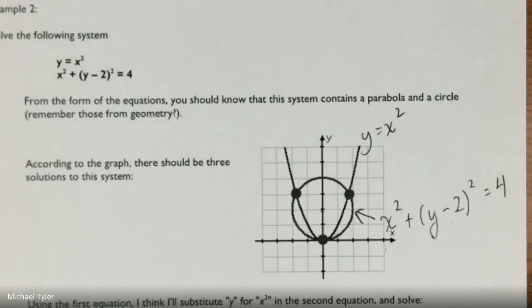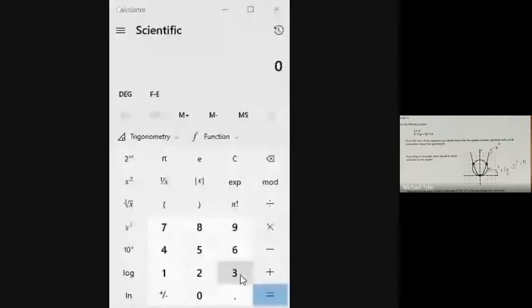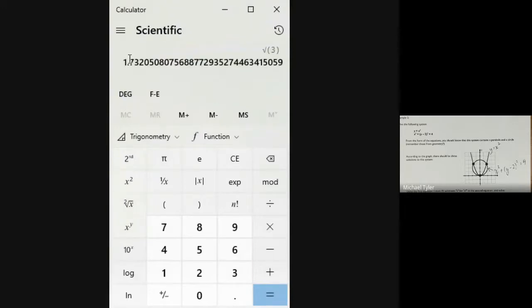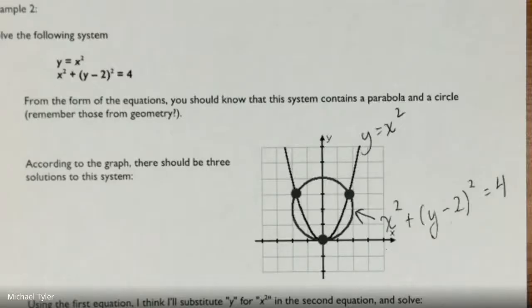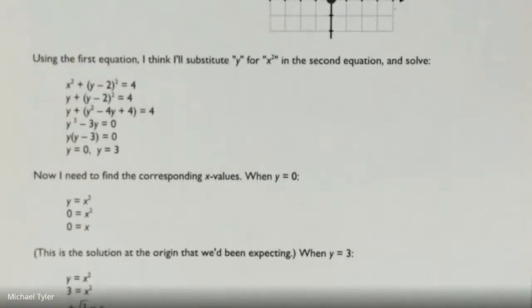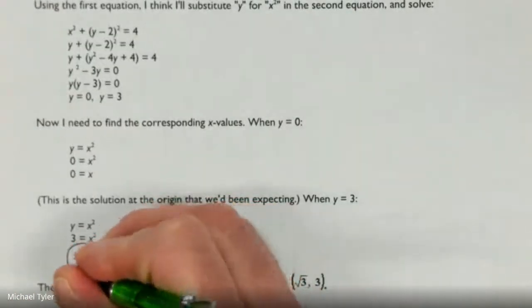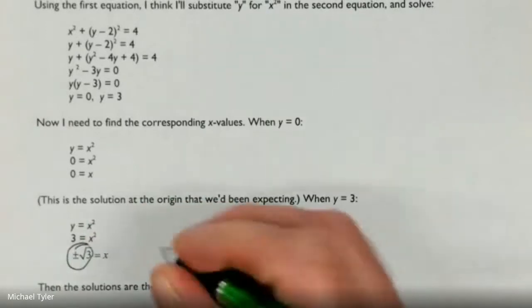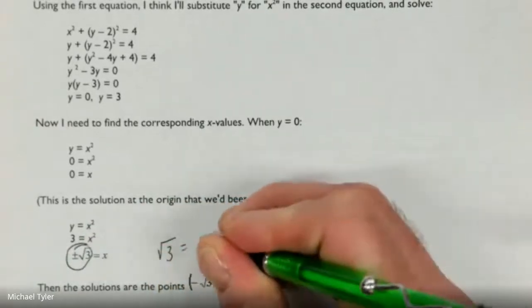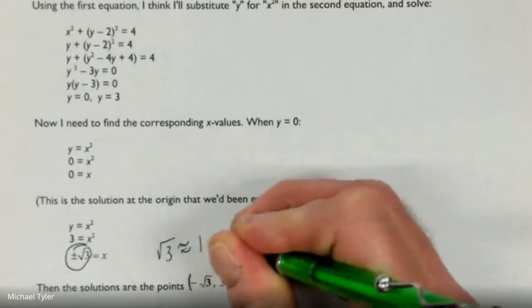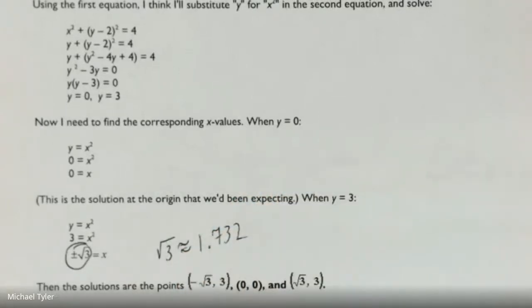All right. Watch what happens when we type in the square root of 3. So we hit that. Look at that, 1.732, right? All right. How did I get square root of 3? Look right here. That's how I got 1.732, because the square root of 3 is about 1.732. Okay. All right.